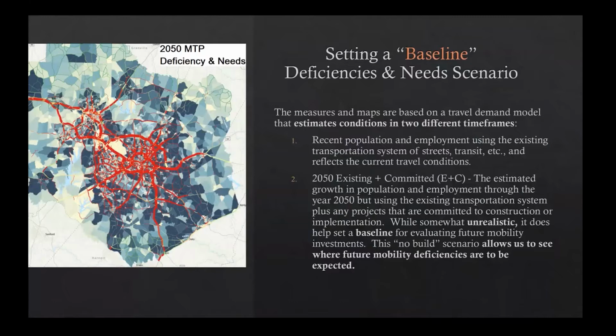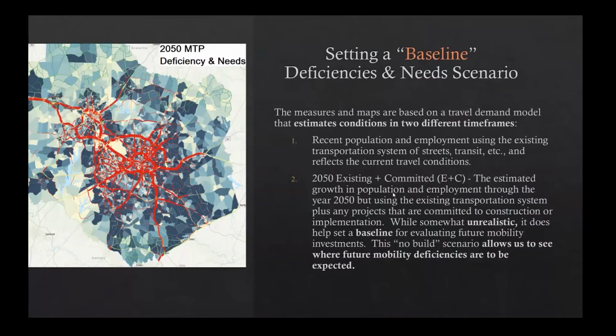So our baseline scenario, we already did what's called a deficiency and need scenario. And basically that is a no build scenario. So in our model, we put the population and employment from the year 2050 into our model. And then we make a few additions to our transportation network, but not very many, just the ones that are already kind of coming out of the ground. And we see where we're missing it. So it's kind of like a no build scenario. On the left, you can see all that red. That's the congestion on the roadway system in that deficiency and needs one.